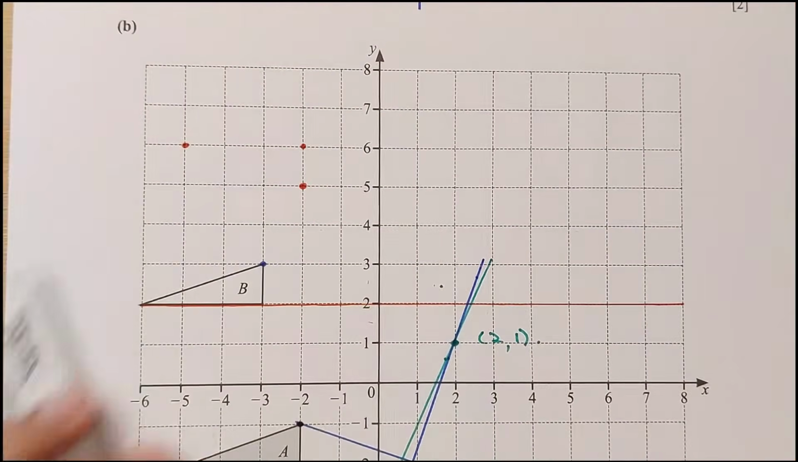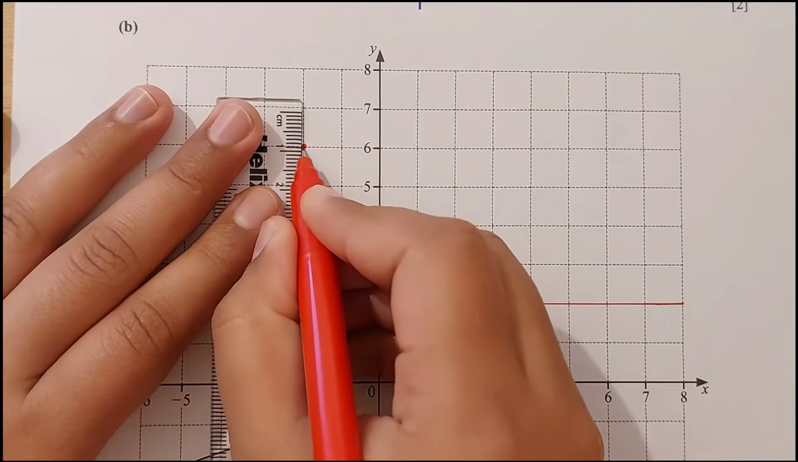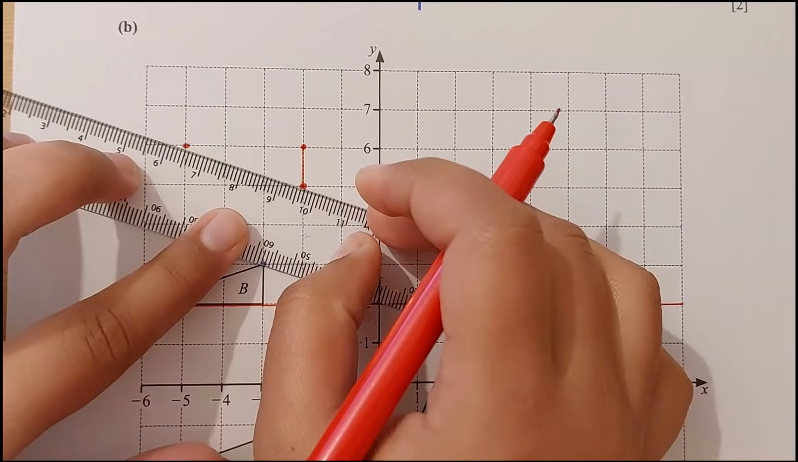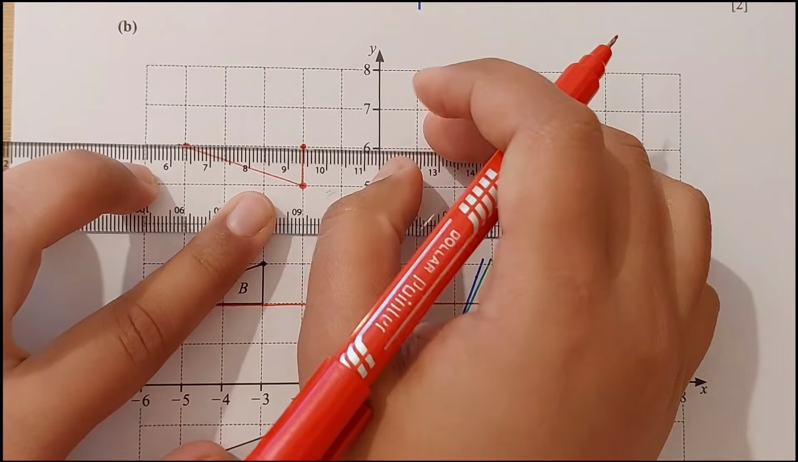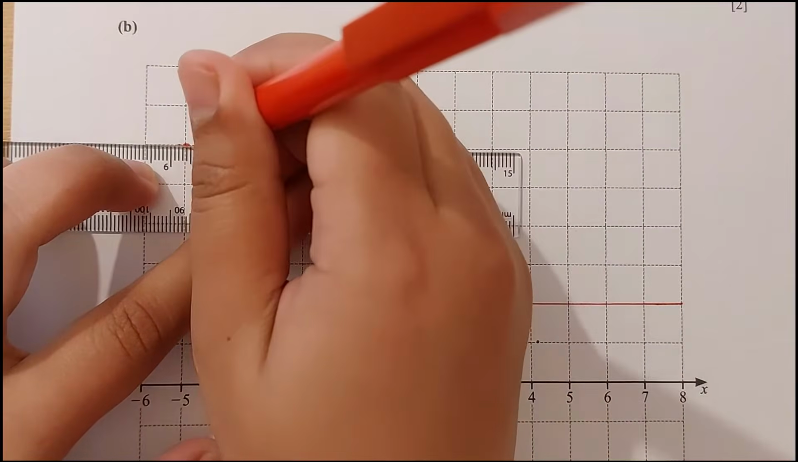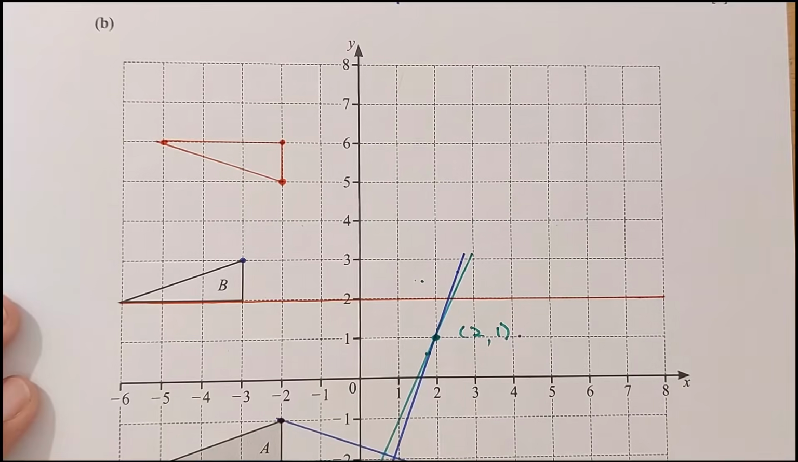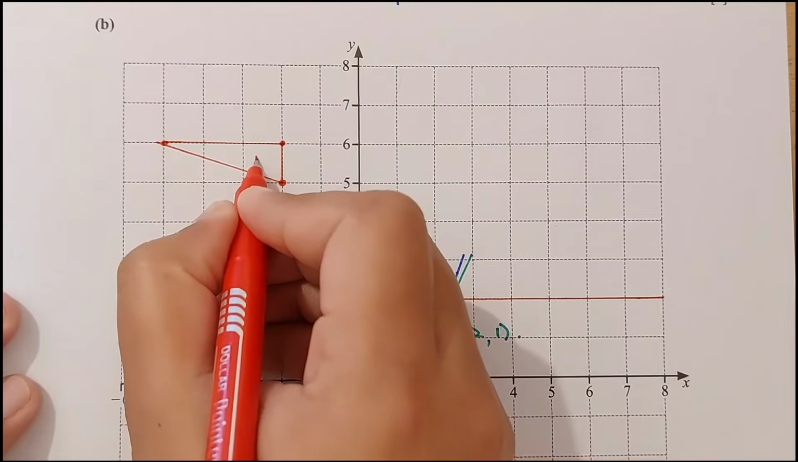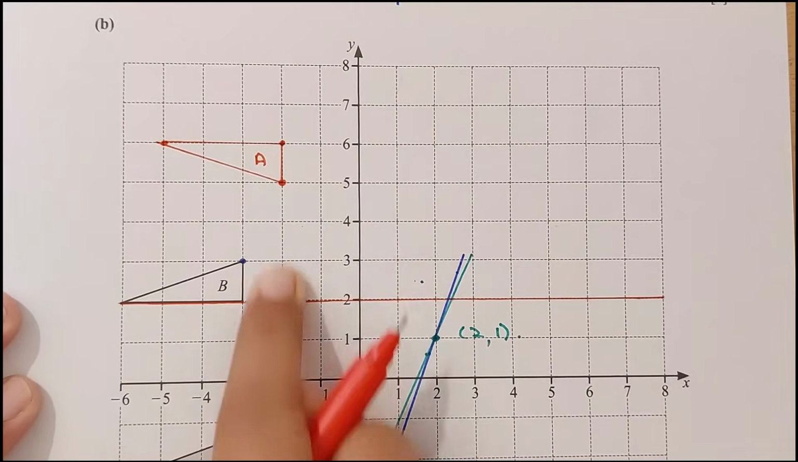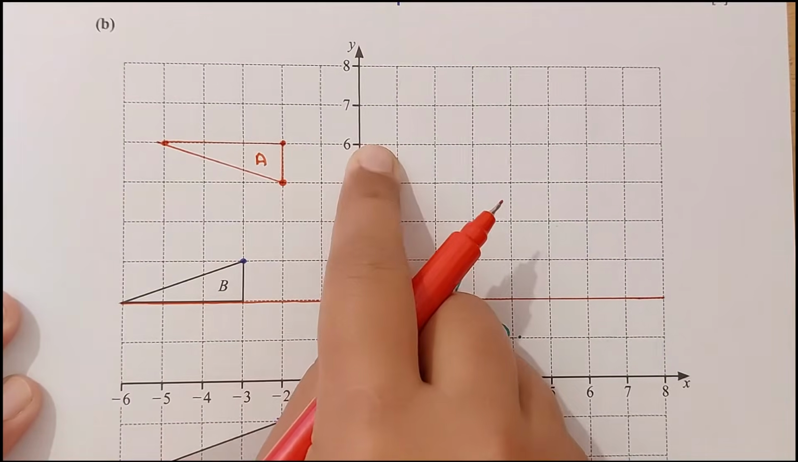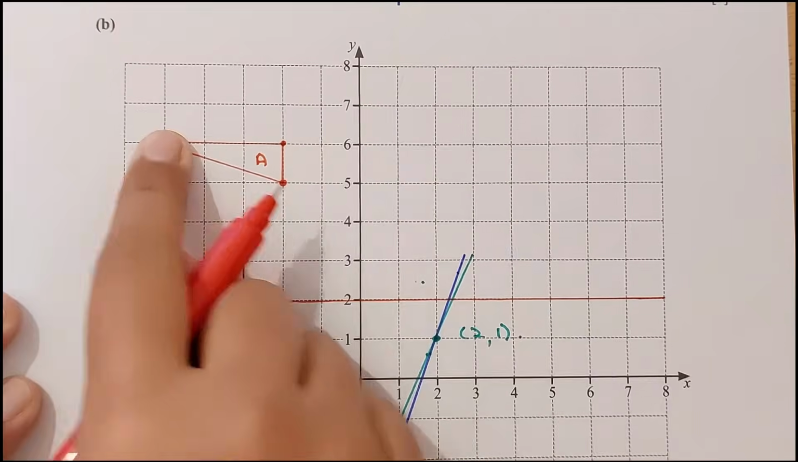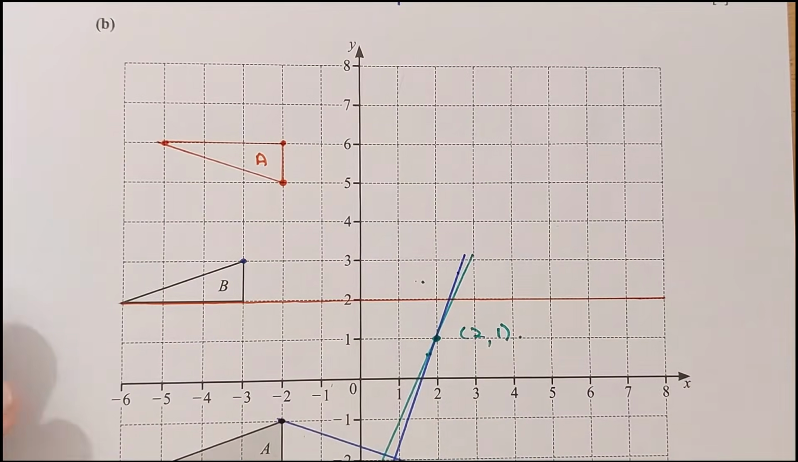So this is the triangle A after reflection along the line y equals 2. You guys can see that the coordinates of the reflected triangle are (-2, 5), (-2, 6), and (-5, 6), right?